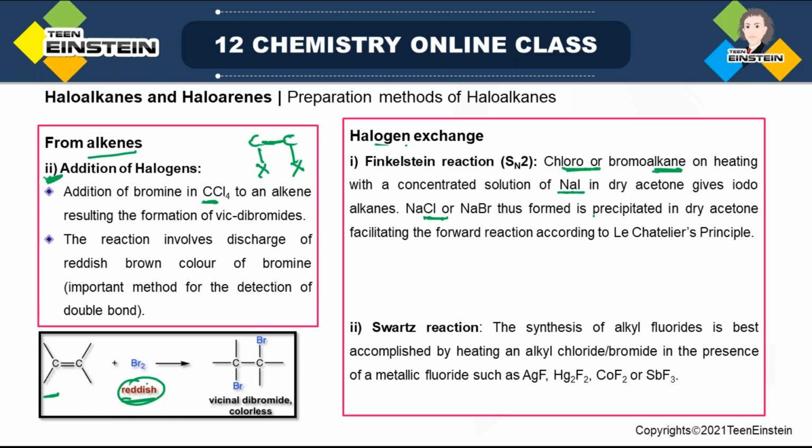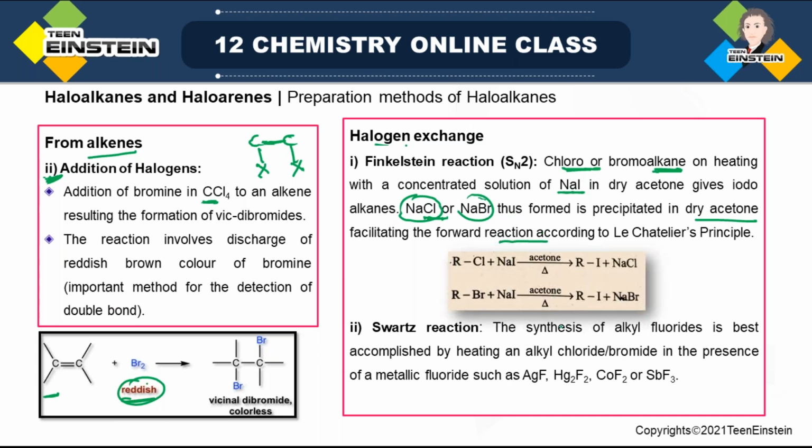Now NaCl or NaBr will be formed as byproduct, and it will be precipitated in acetone because they are not soluble in acetone. It will be precipitated, which you can easily separate, and it also facilitates the forward reaction. That is, when the byproduct is not soluble, it helps to move the direction of the reaction from left to right according to Le Chatelier, because NaBr is precipitated and not increasing the concentration of the solution. That means the equilibrium will be easily shifted from left to right.